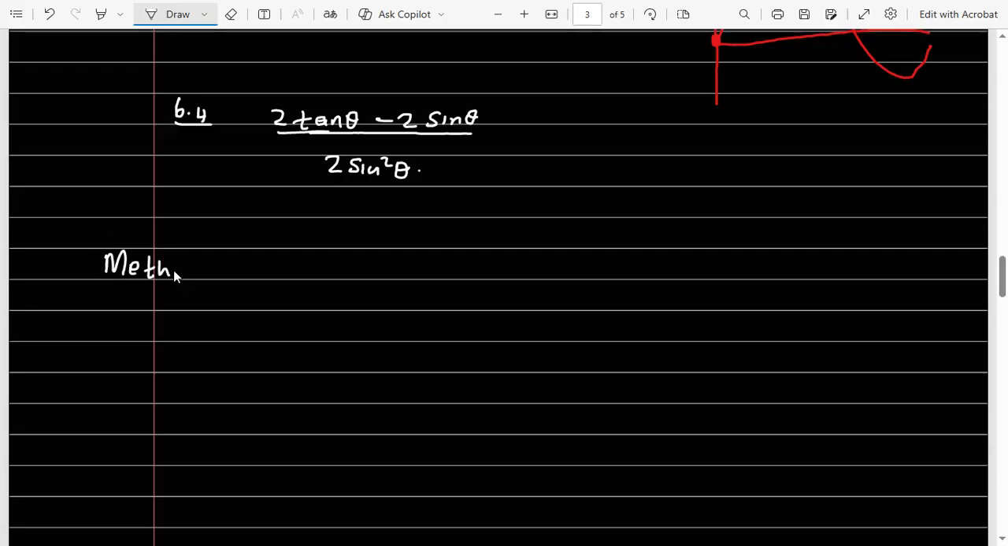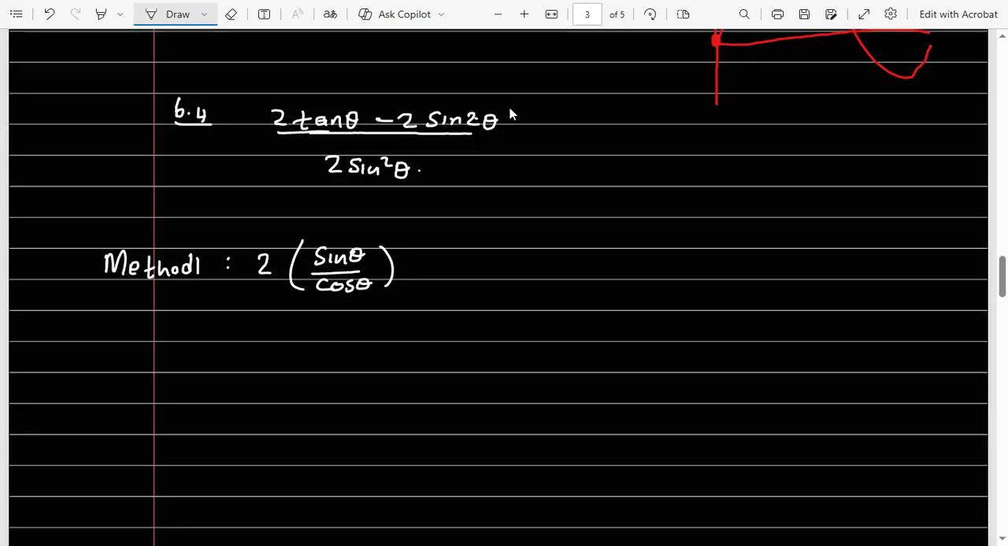So method 1, this is what I'm going to do on the first method. Let's first change, this is not sine theta, this is sine 2 theta. So first things first, where there's tan, I know that I can write this as sine theta over cos theta. That's what I need to change first.